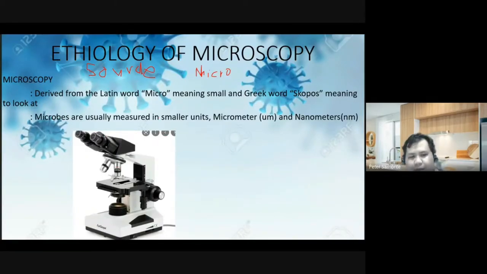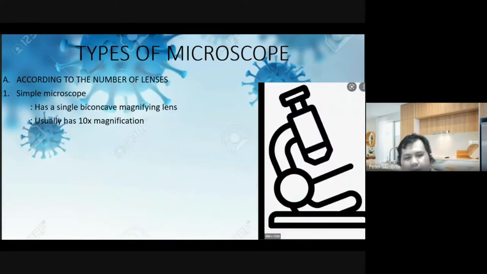With the use of microscopes, you'd be able to see these microbes that are measured in smaller units. These smaller units specifically are called your micrometer and your nanometer. Most bacteria have a size of 0.4 to 2.0 micrometer. So it's very small, sobrang liit niya. Then there are many types of microscope. Then there are some classifications.